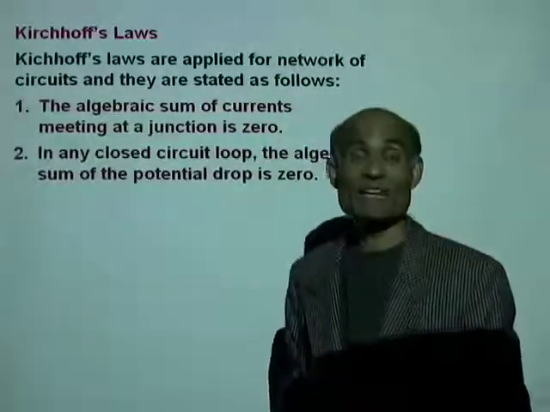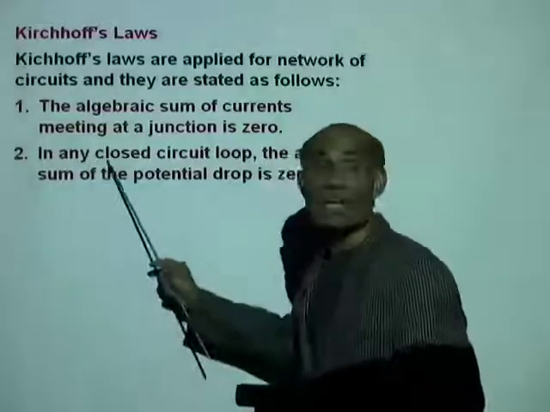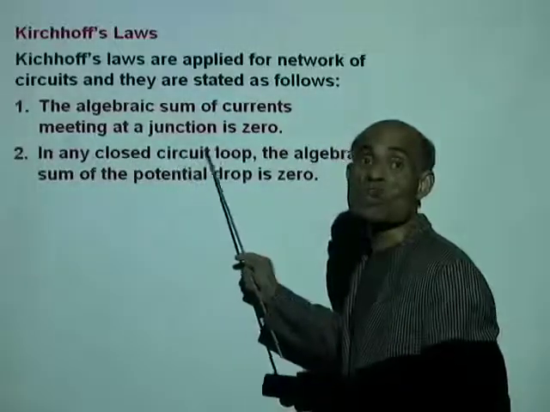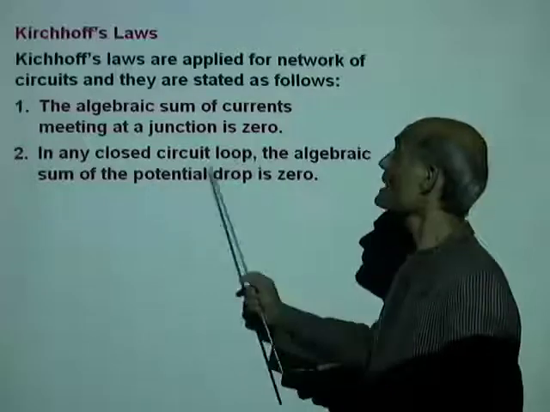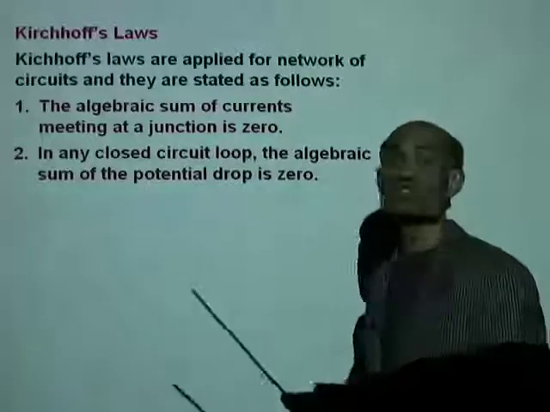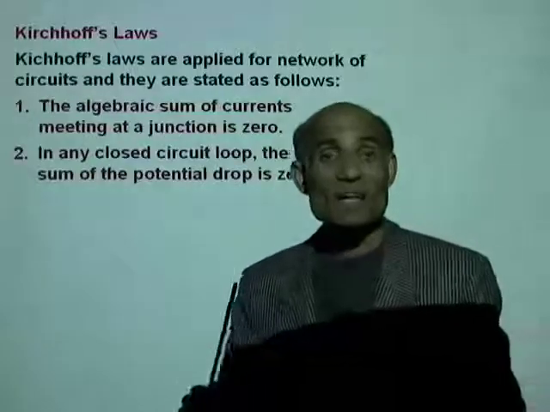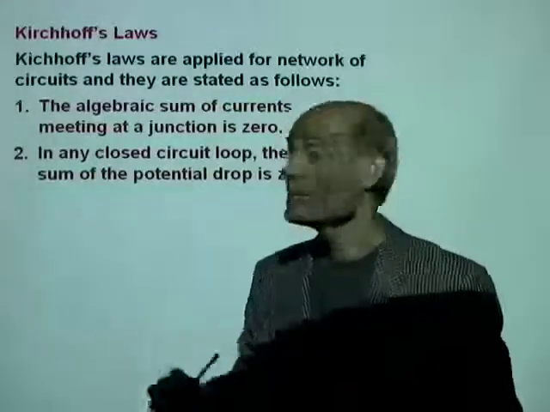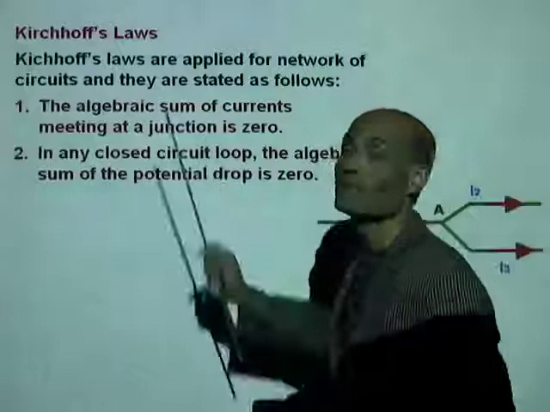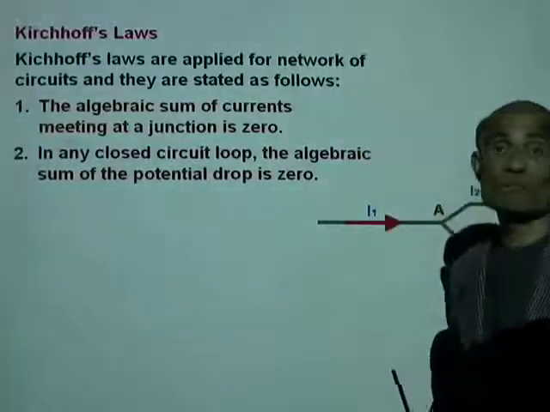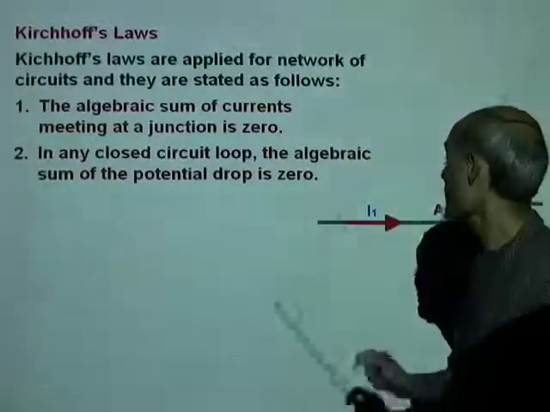The second statement is, in any closed circuit loop, the algebraic sum of the potential drop is zero. Well, that needs a little explanation. So let me explain that after, of course, talking about statement one.